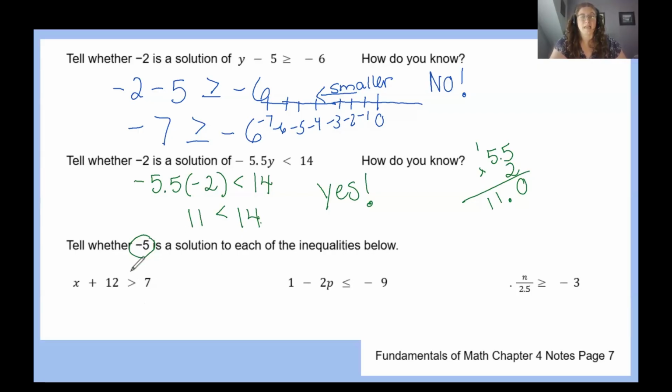So what I want you to do now is try these on your own in your notes, right? And then in about 3 minutes or 5 minutes, we'll come together and check our answers, and I'll ask for volunteers to solve each of these and tell us if -5 is a solution to each of the inequalities below. So I'll give you a few minutes now, and I will have them solved on my paper, and you get them solved on your paper, and then we will compare answers.